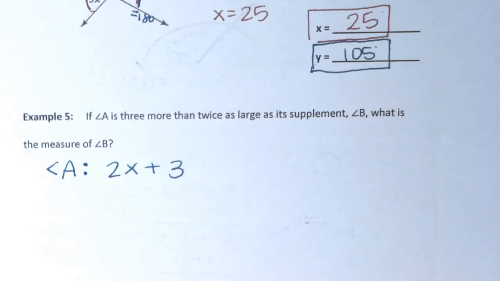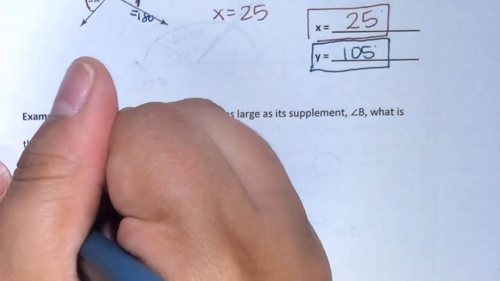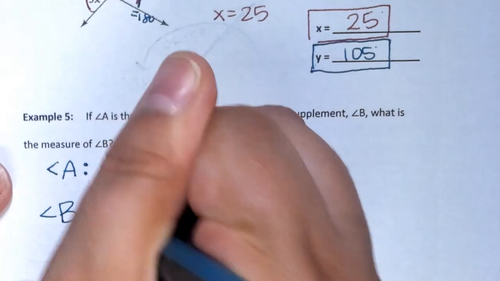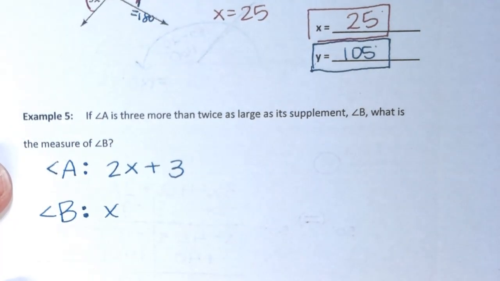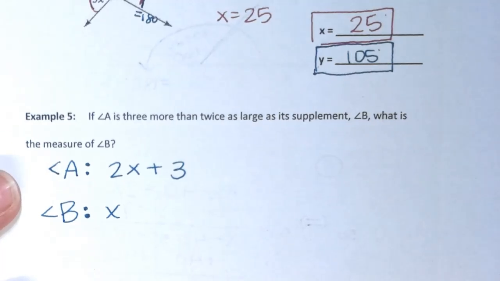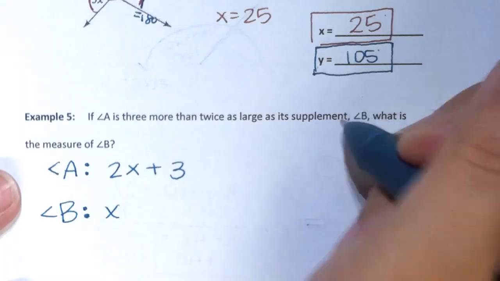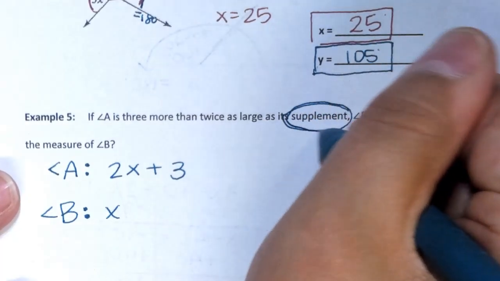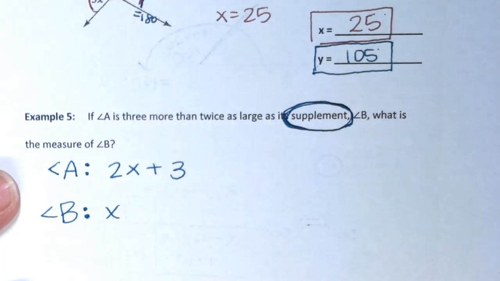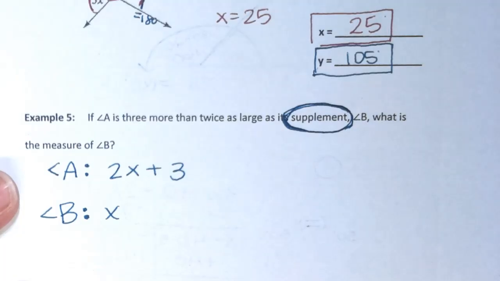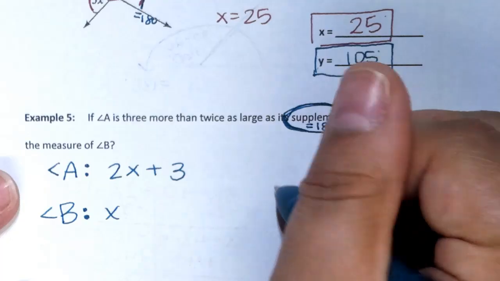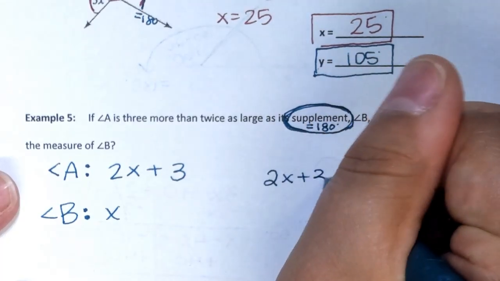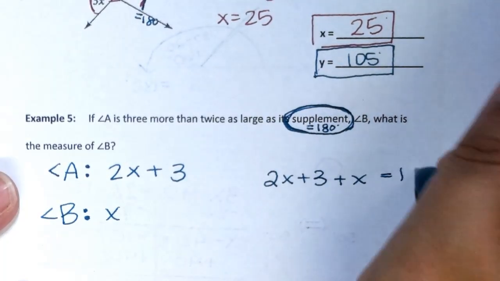All right, what is angle B? Just x. B is x. And what do I know about both of these? How do you know they're equal to 180? Y'all, everybody circle this word supplement. It doesn't mean a vitamin. We're in math. It means what? Equals 180. So I'm going to say 2x plus 3 plus x equals 180.